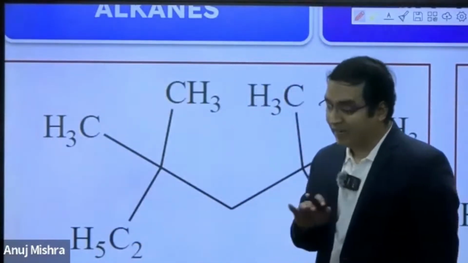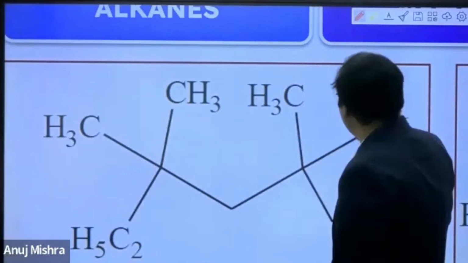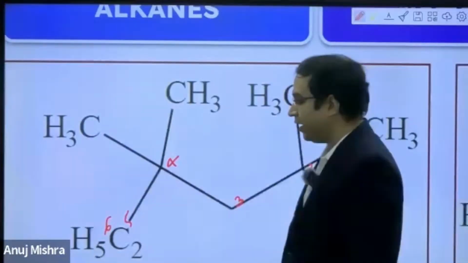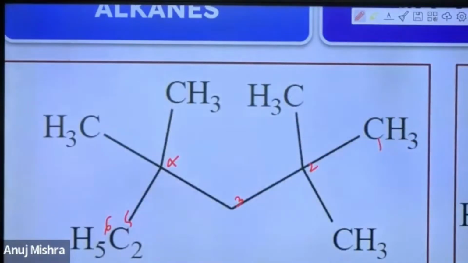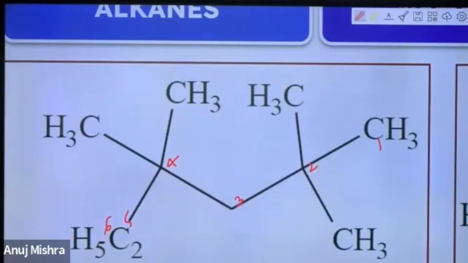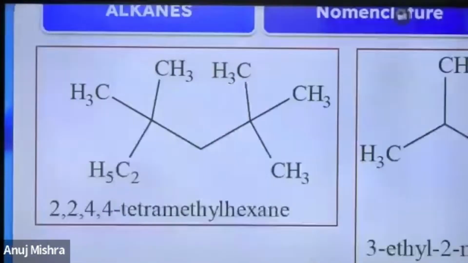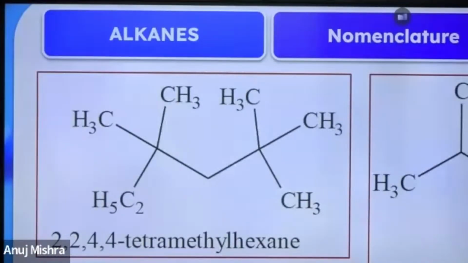Those who are telling pentane, that's also incorrect because long chain will have 1, 2... Sir, I didn't see the ethyl. I took that group also as methyl only. There are 6 carbons actually, so it's 2,2,4,4 tetramethyl hexane. So the structure is like this. So it is 2,2,4,4 tetramethyl hexane.